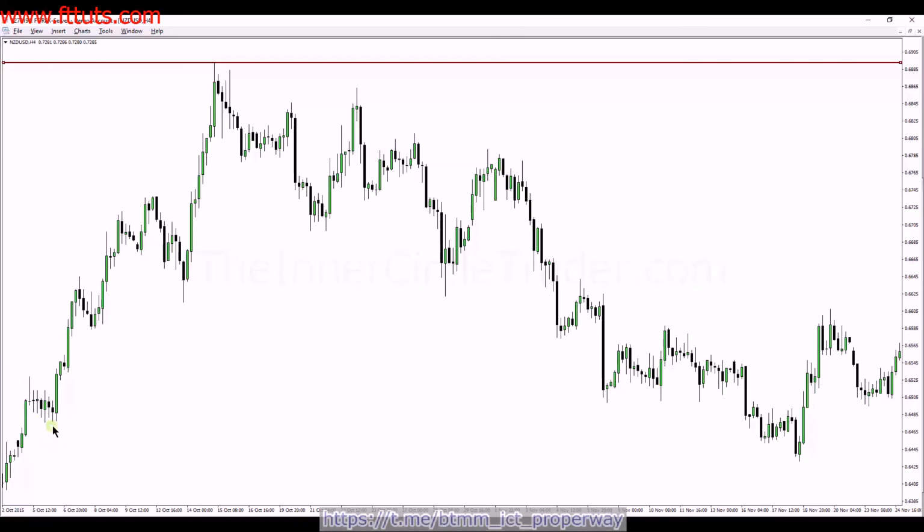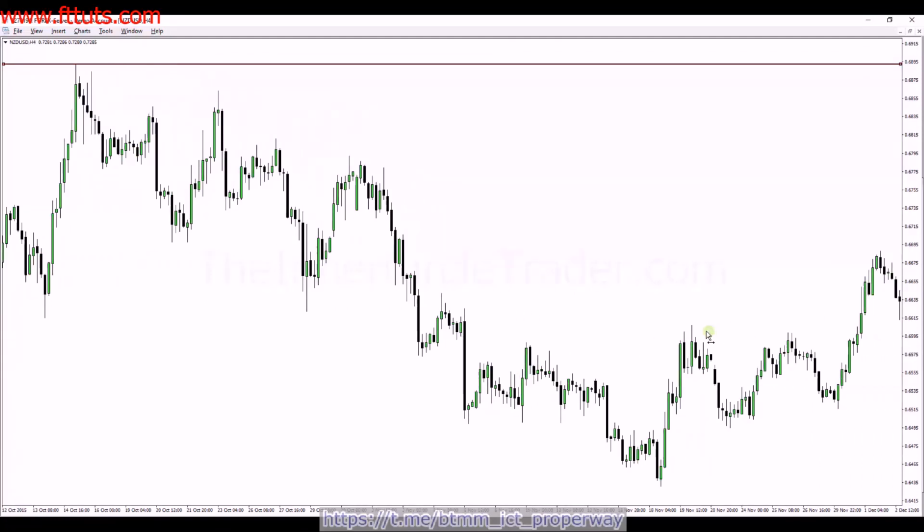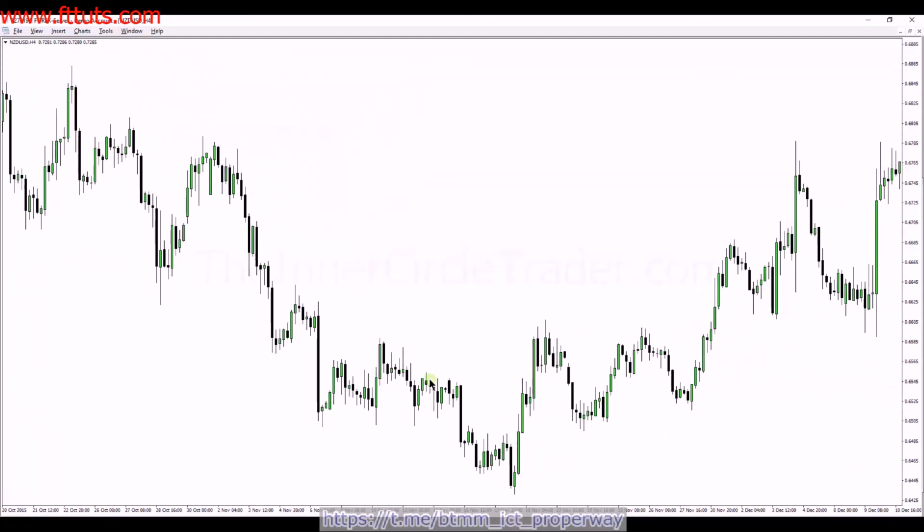We have old lows back here, so the market's going to do what? It's going to retrace a little bit and then do what? Expand down to take out those stops below this old low over here. The same thing is seen when the market finds a low in the market.